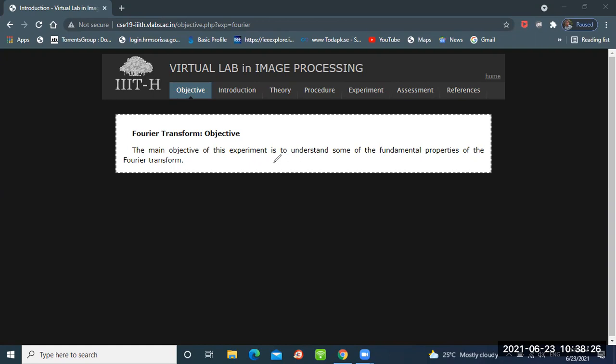In this lab, we learn how to convert a given image to the Fourier transformation, or in other words, how I can convert the image to a frequency domain transformation. Fine. So let us move to the introductory part.